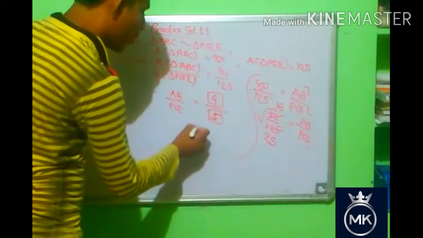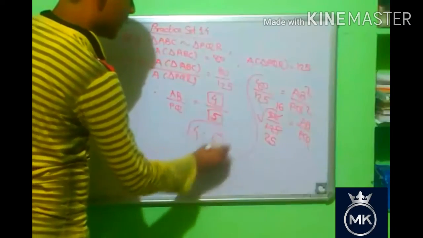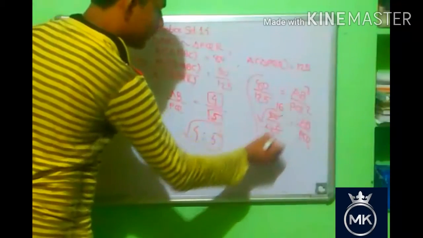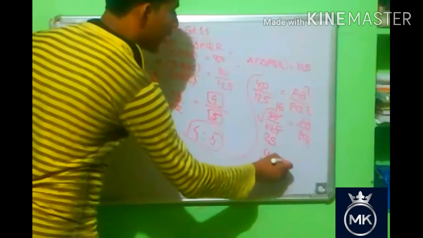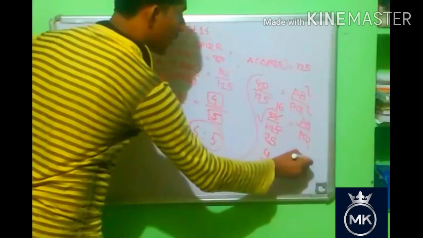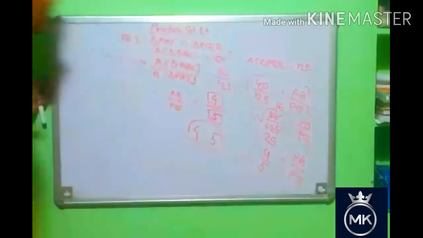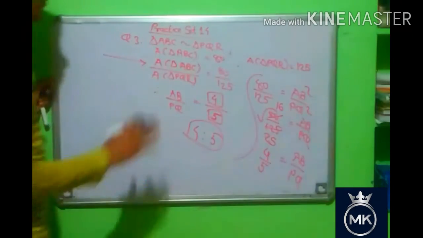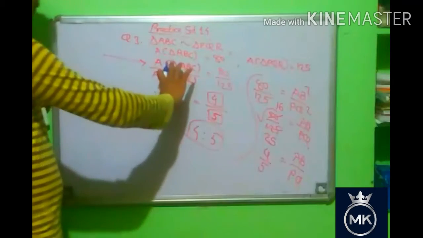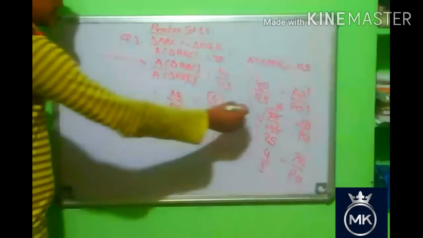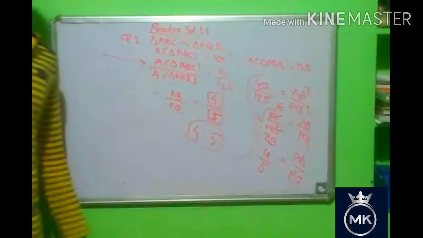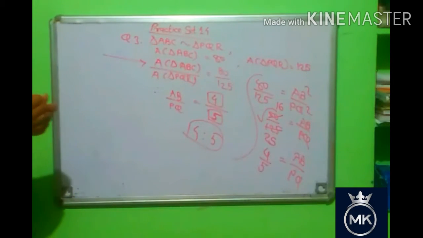4 by 5, or 4 is to 5, is our answer, because the under root of 16 is 4 and the under root of 25 is 5. So AB by PQ is equal to 4 is to 5, or 4 by 5. We have given only two pairs and we have solved it, but this is given on the side of the page. Okay, so our question number 3 is also complete here.